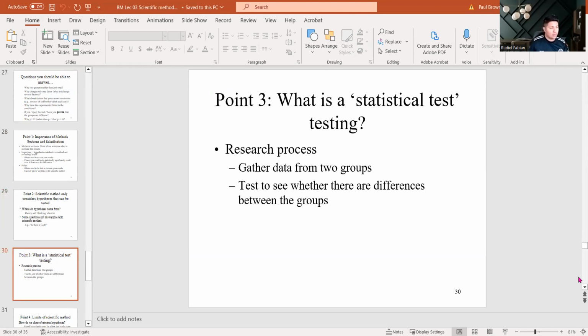Third one is just be clear about what you're doing when you're testing. You're not discovering the truth. What you're discovering is whether your data is consistent with your research question. Does it support your research hypothesis, or does it support the null hypothesis?